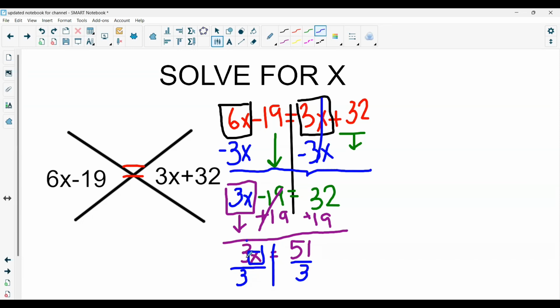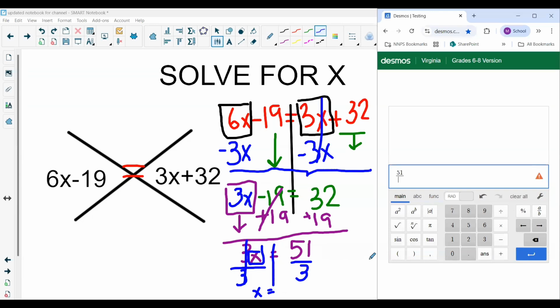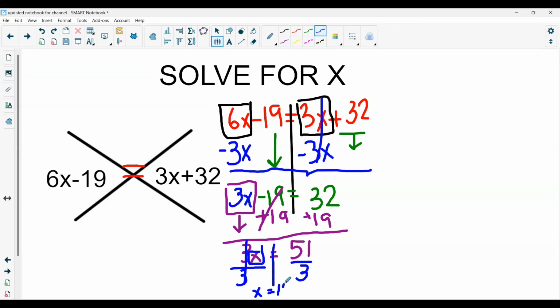Okay, so now this goes away. My x is all by itself. And let's put 51 over 3 in your calculators and let's see what we get. I get 17. So my x is 17. That is my final answer.